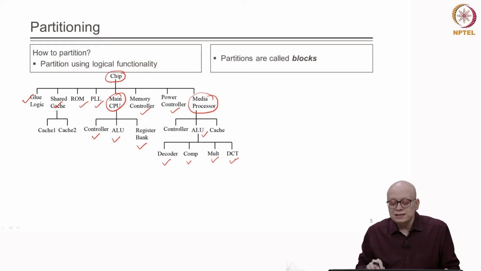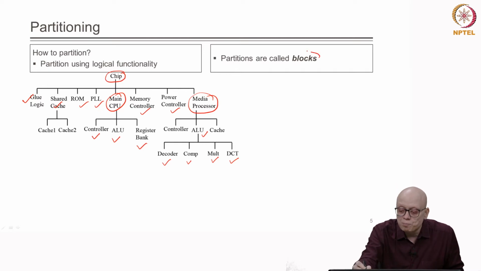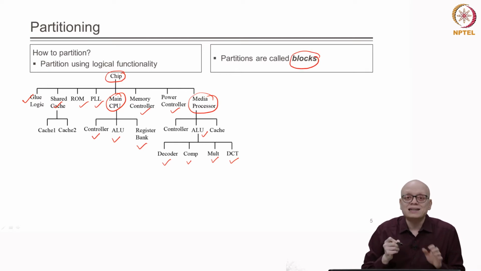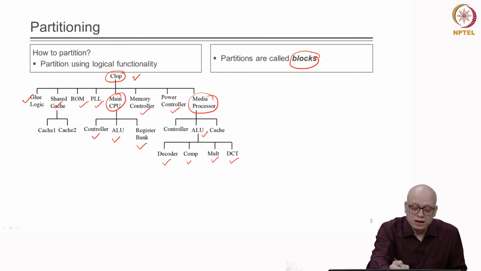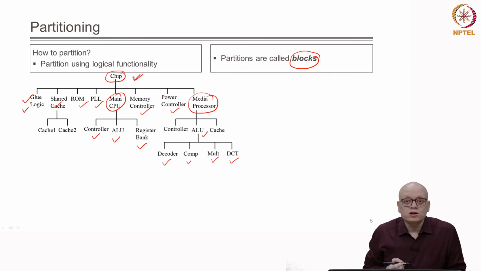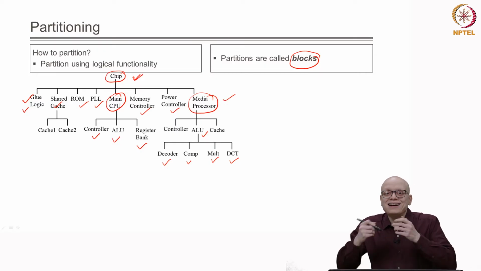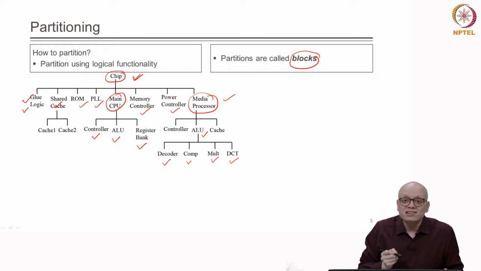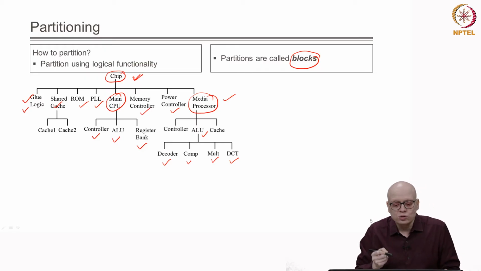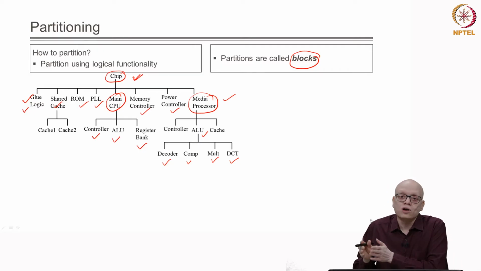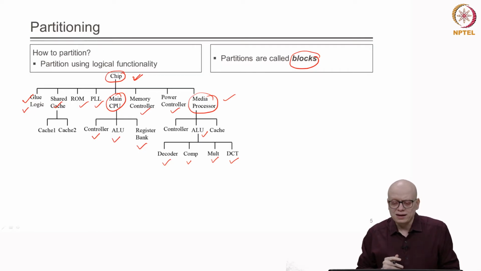The different partitions that we get are typically known as blocks. In this case, for example, at chip level, we have a first block consisting of glue logic, a second block consisting of shared cache, a third block of ROM, PLL and so on. So, these are various blocks. Now, one block can contain another block. For example, the main CPU block will contain the controller, ALU and register bank, which are further sub-blocks of the main CPU block. So, this is one way of doing the partitioning.